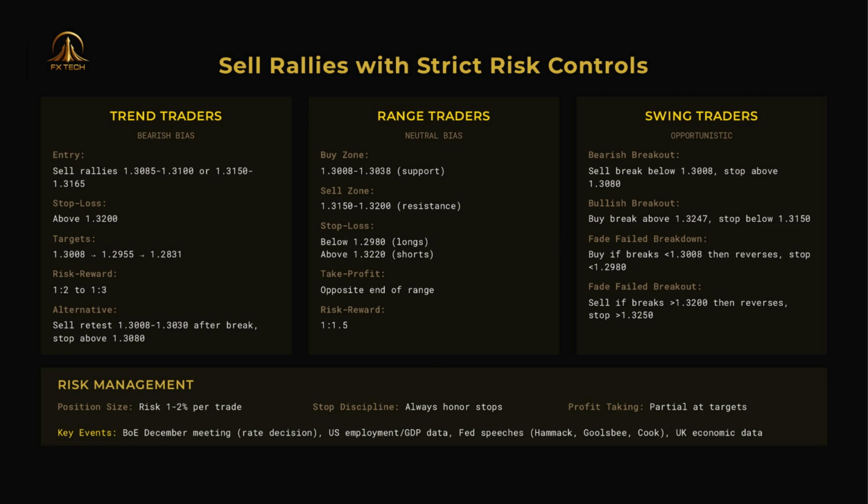Risk management is paramount. Risk only 1 to 2% per trade. Always honor your stops, take partial profits at intermediate targets, and reduce positions ahead of key events like the BOE December meeting, US employment and GDP data, and Fed speeches.